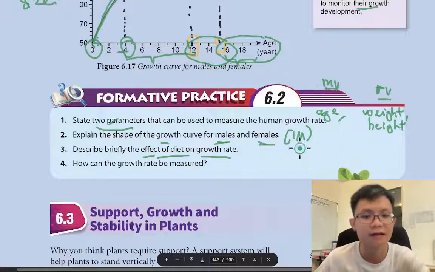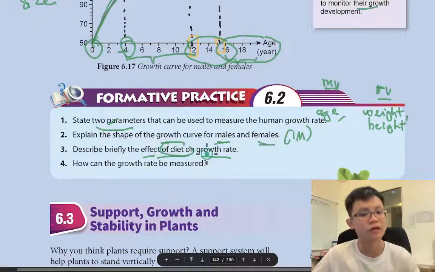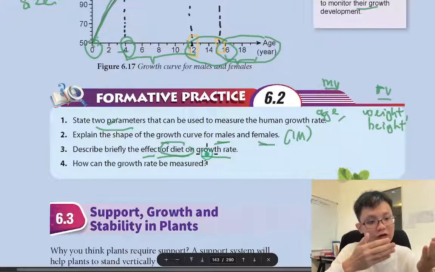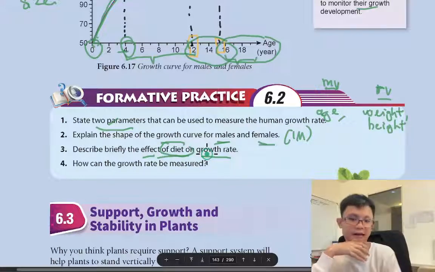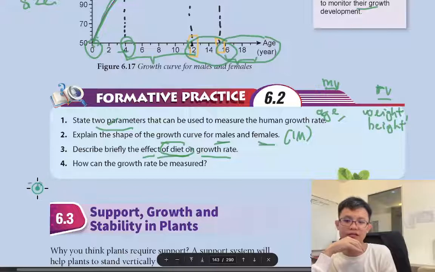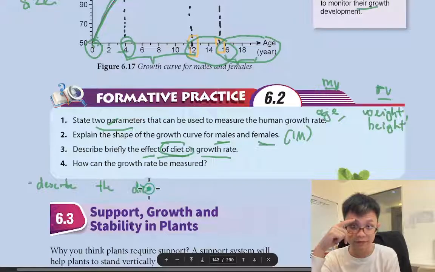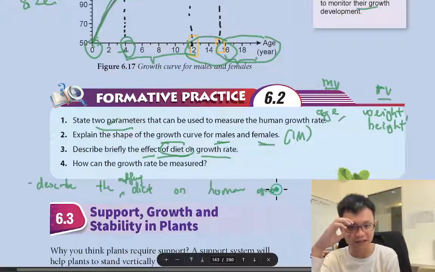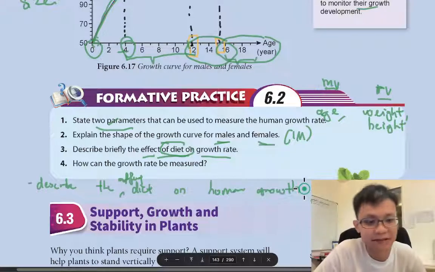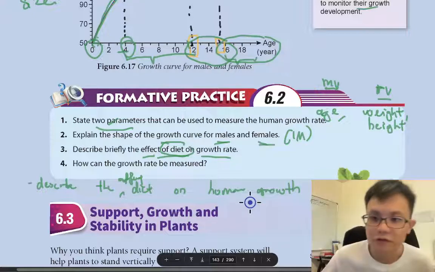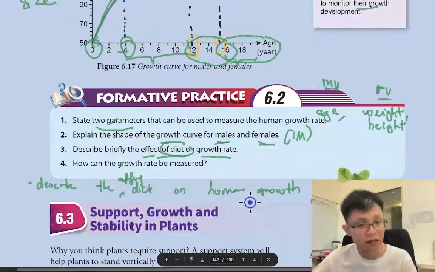No, there is the diet. Diet means the thing that you eat, and how you eat, which affect your growth. Like I can write an essay question, let's say this is the essay question: describe the effect of diet on human growth or growth rate. Actually it's the same. What is the effect of the diet? Okay, so the effect of diet on the growth rate.